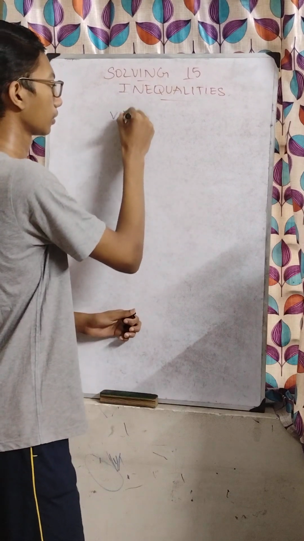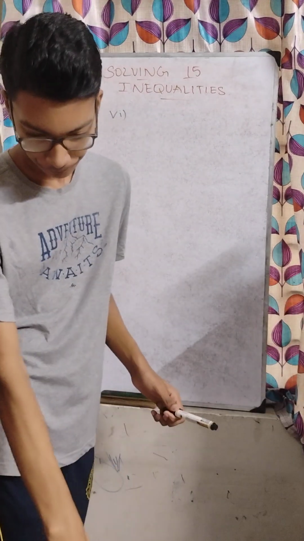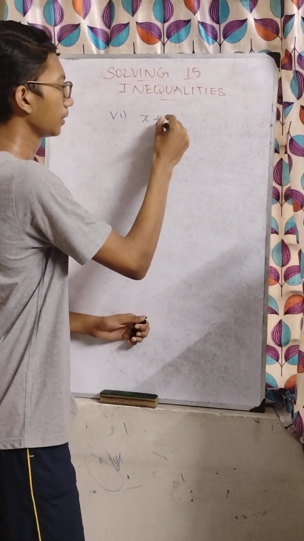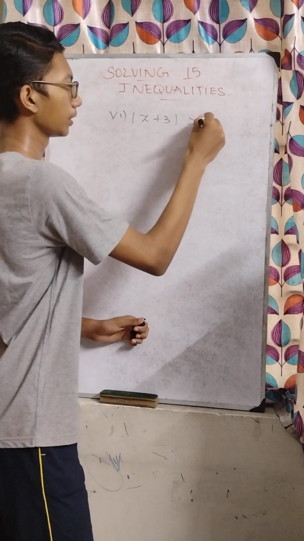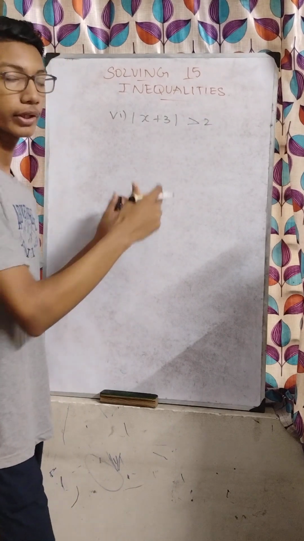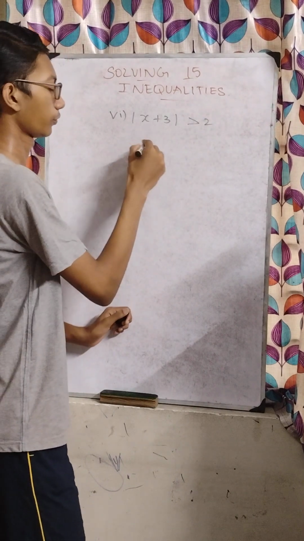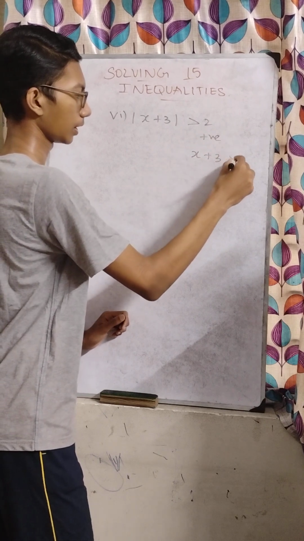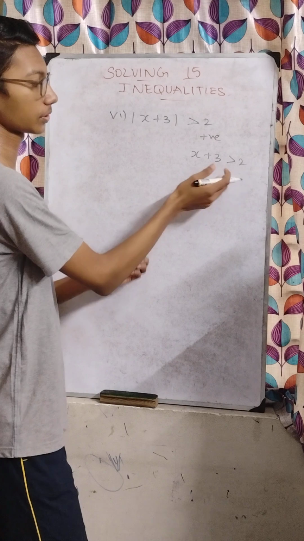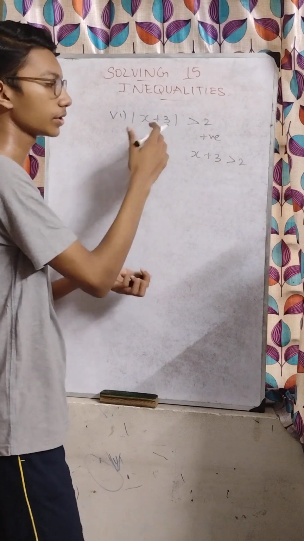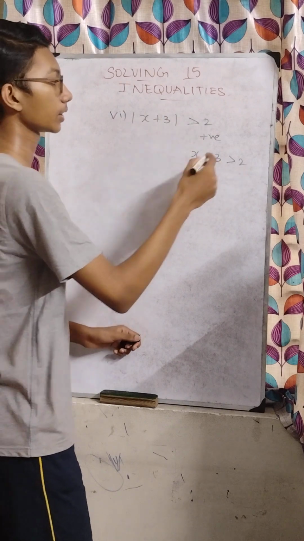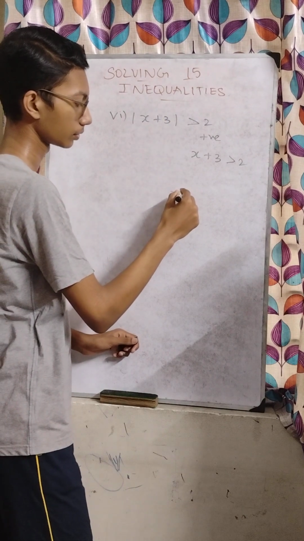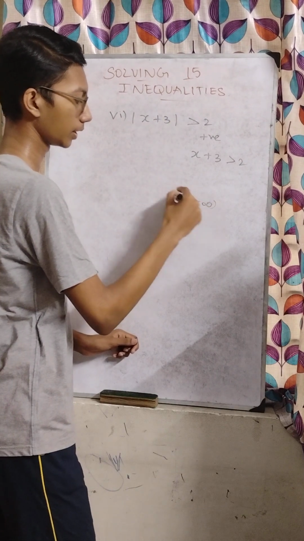Okay, the first modulus question is modulus of x plus 3 is greater than 2. Now we need to split this into two parts. The first part is the positive side, that is x plus 3 is greater than 2. If x plus 3 is greater than 2, then this will satisfy the inequality. The next thing is, the inside number can be from minus 3 to minus infinity.